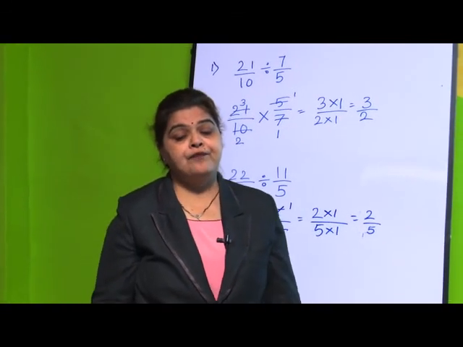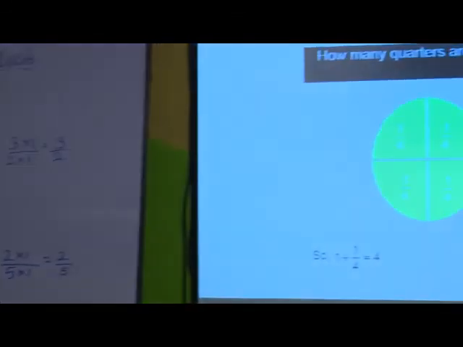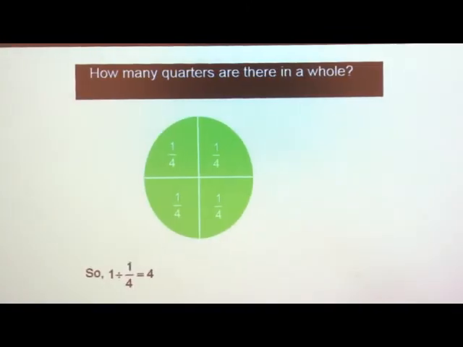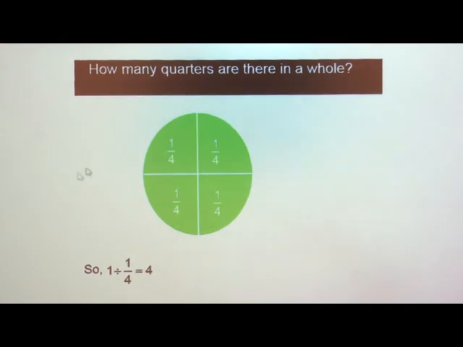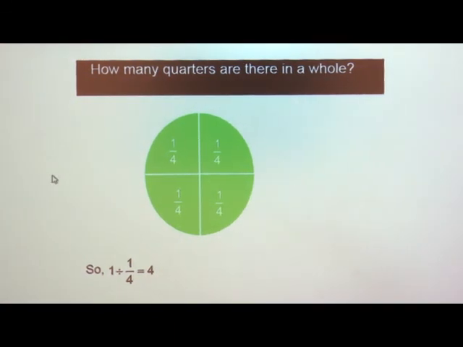Now we will see with one of the activities how many quarters there are in a whole. I should not say this, because you have already eaten pizza. You might have found that a pizza is divided into 4 parts. Sometimes a pizza is divided into 8 parts. If it is divided into 4 parts, it is known as a quarter, that is 1 upon 4. If it is divided into 8 parts, it is known as 1 upon 8.